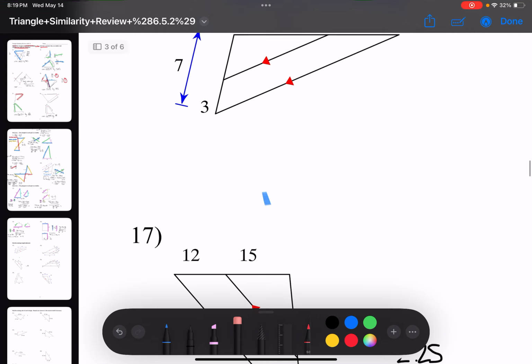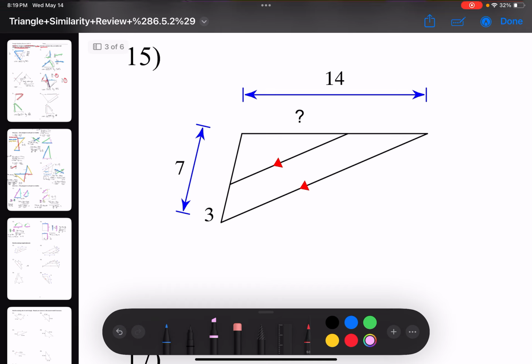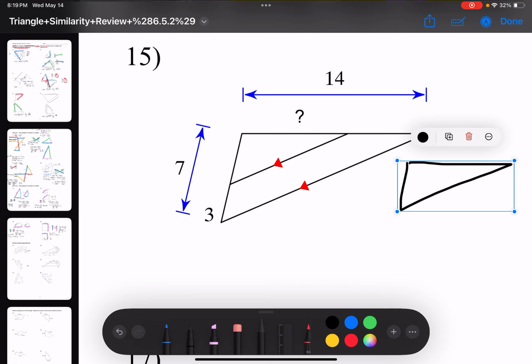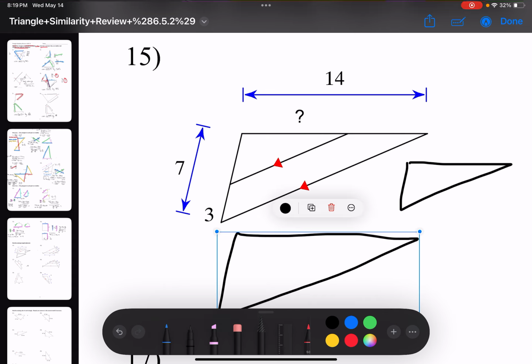Okay, boom. So essentially, do you see this? We're gonna do this again. This is our tiny triangle. Let's move that over. This is our big triangle right here.